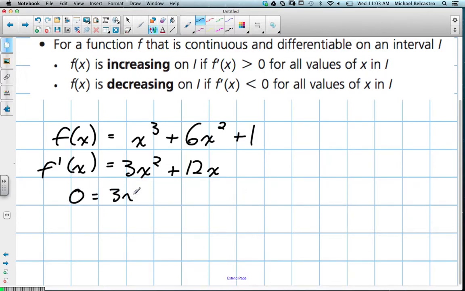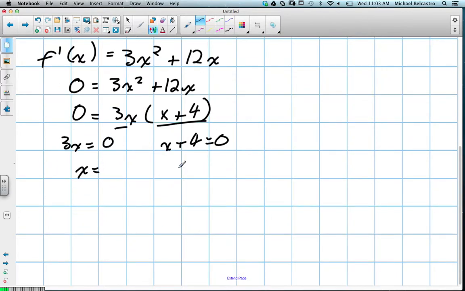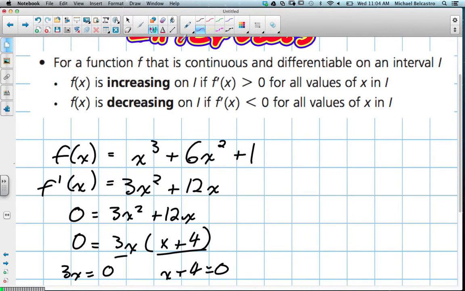In this case, we have 3x squared plus 12x. We can common factor out 3x, which will give us x plus 4. When we set each of these equal to 0, we get 3x equals 0 and x plus 4 equals 0, which gives us x equal to 0 and x equal to negative 4. So at these points, our original function has tangent slopes of 0, at x equals 0 and negative 4. Those are points when the tangent is 0 on our graph.